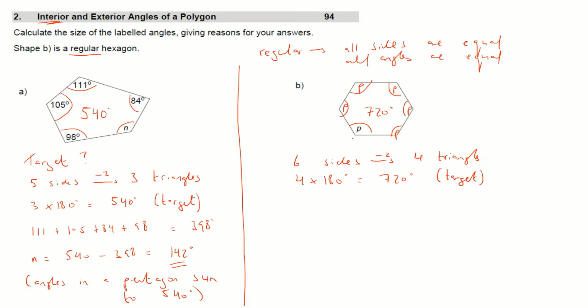720 degrees. Now there's 6 of these angles here, these interior angles, and they're all the same. So I need to split 720 degrees fairly into 6 equal pieces, which means I divide by 6, and that is 120 degrees. So angle P is 120 degrees. If you don't believe me, if you do 120 times 6, you will get back to 720. Okay, and if you have to give a reason, you can just say that angles in a hexagon sum to 720 degrees. Okay, job done.